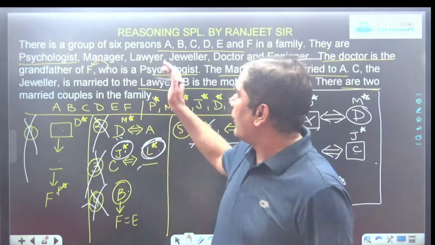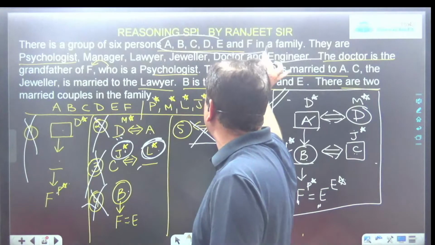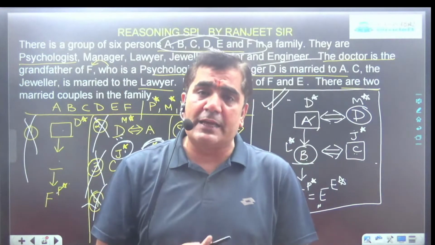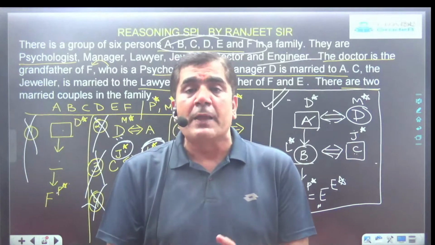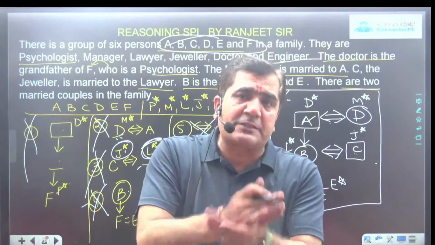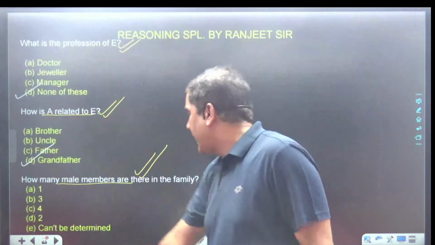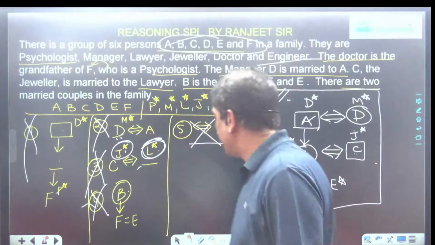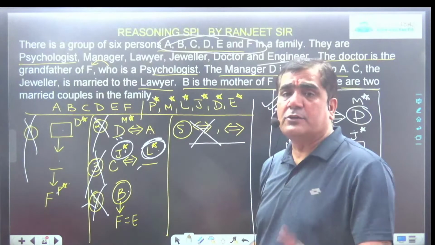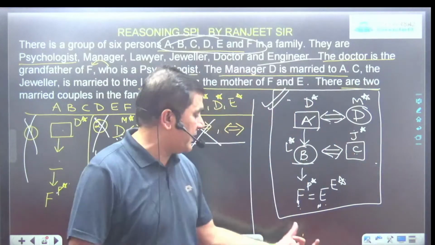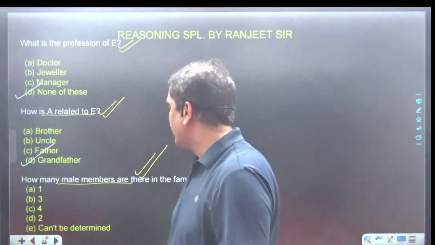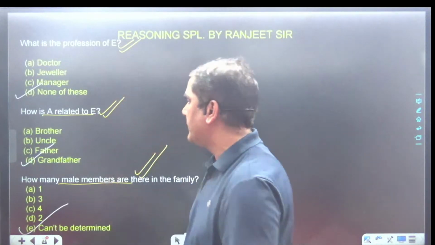See, in the statement they have already given that there are 6 members in the family. So whenever they ask how many male members are there in the family, it means out of those 6 persons, how many are male. From the family tree, out of the 6, the gender of 4 is known to me, the gender of F and E is not known to me. So my answer will be cannot be determined. So I will go with the answer E, cannot be determined.